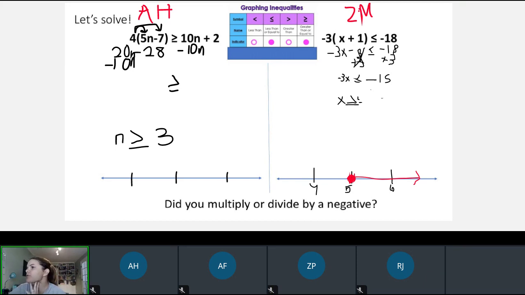So we added 3 to negative 18. So negative 18 plus 3 is negative 15.